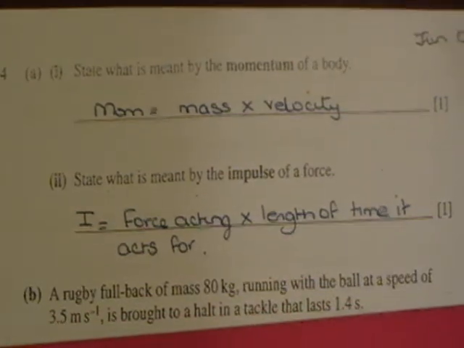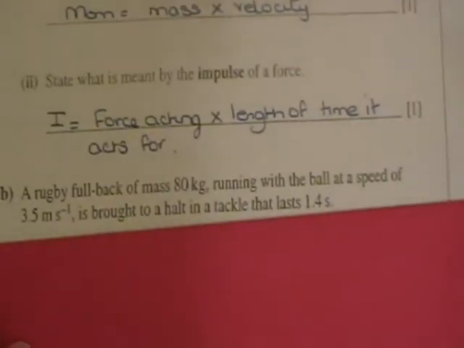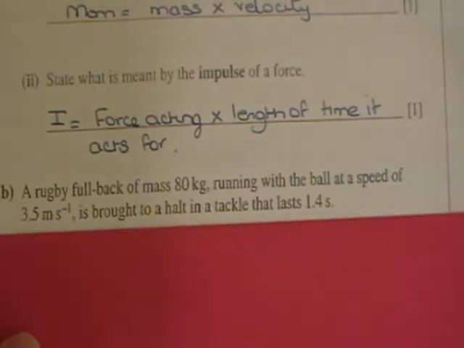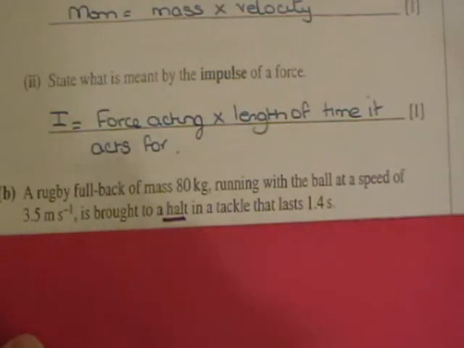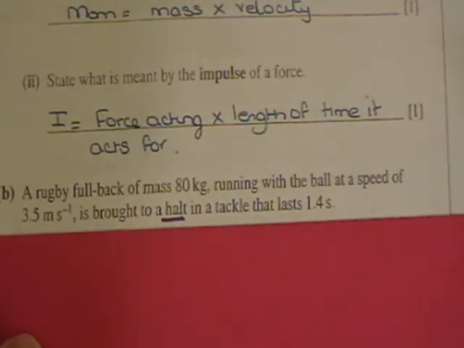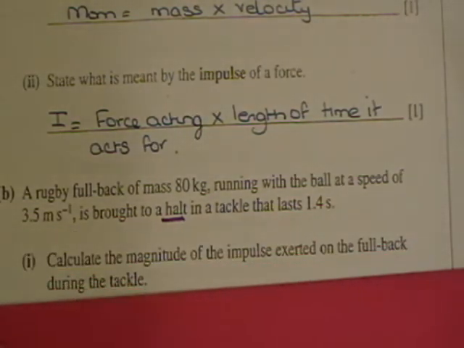Part B. A rugby fullback of mass 80 kilograms running with a ball at a speed of 3.5 meters per second is brought to a halt, so that means their final velocity is 0, in a tackle that lasts 1.4 seconds. Calculate the magnitude of the impulse exerted on the fullback during the tackle.